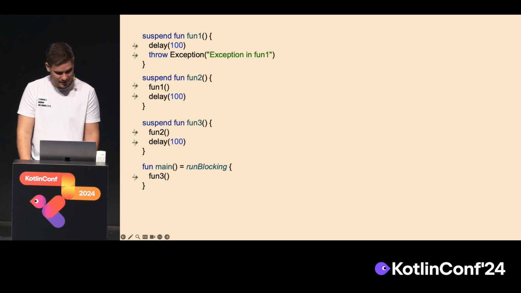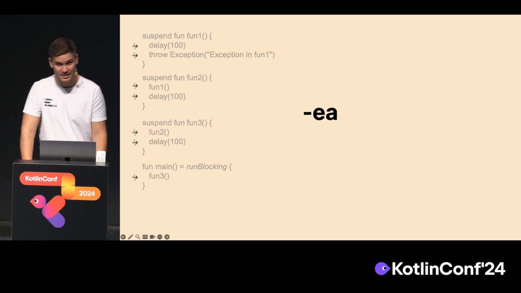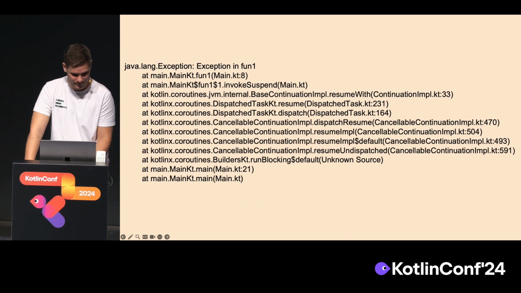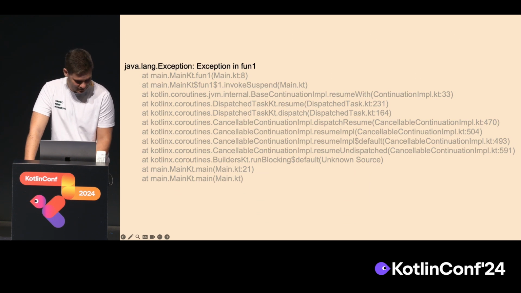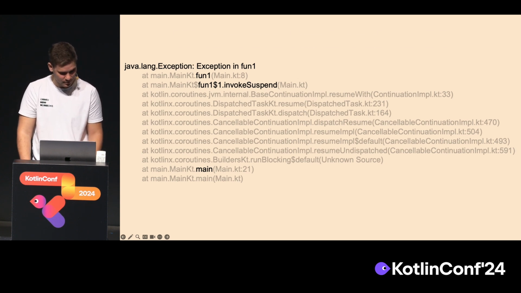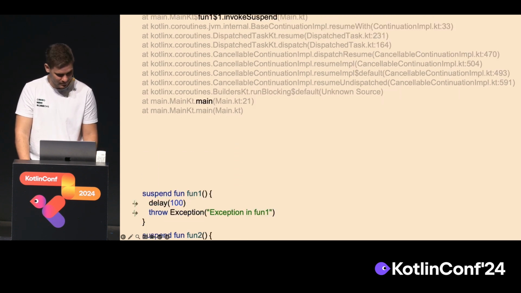So let's run this application with the -ea flag enabled and see how the exception looks like. So here it is. It says exception in fun1. We have some information about function 1 and the main function, but we absolutely have no information about function 2 and function 3. But we have stack trace recovery enabled, so it's not that easy.